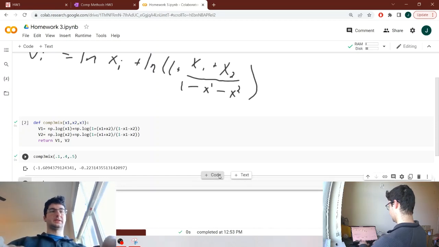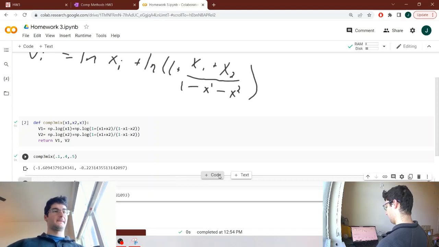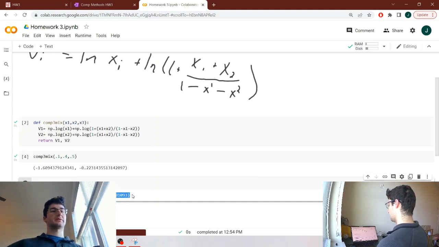Heck, they can even be greater than 1 or less than negative 1. So let's try another one. Let's do 0.6, 0.3, and 0.1. There we go. Now both of these v values are greater than 1. See, 1.7 and 1.8.